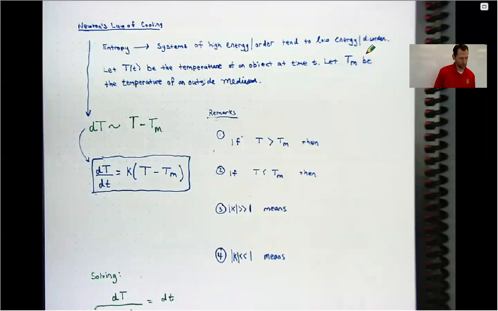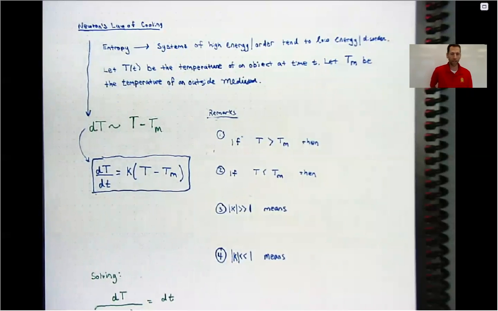Okay, in this video, I want to talk about another case of an exponential growth or decay model that you commonly come across, which is called Newton's law of cooling. The basic idea here is that, if you remember from our knowledge of entropy, systems of high order and high energy tend to go to low energetic states and low order.